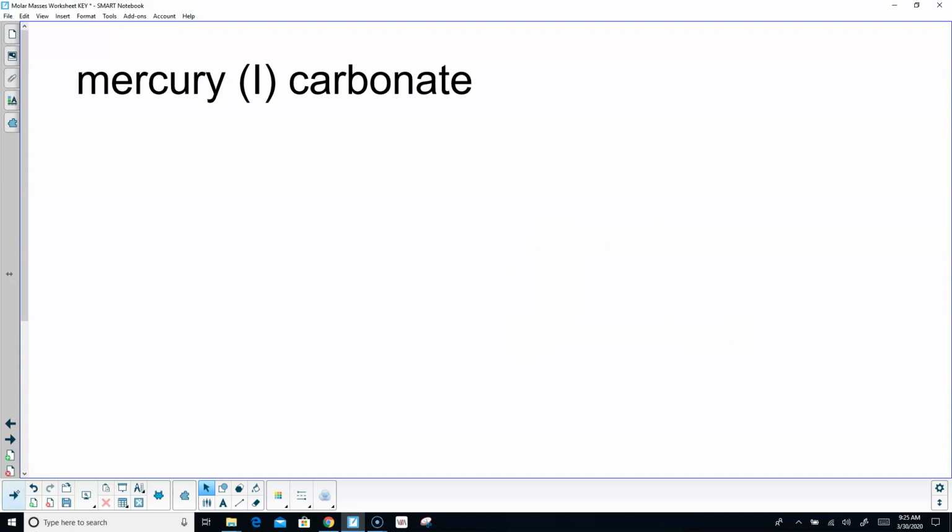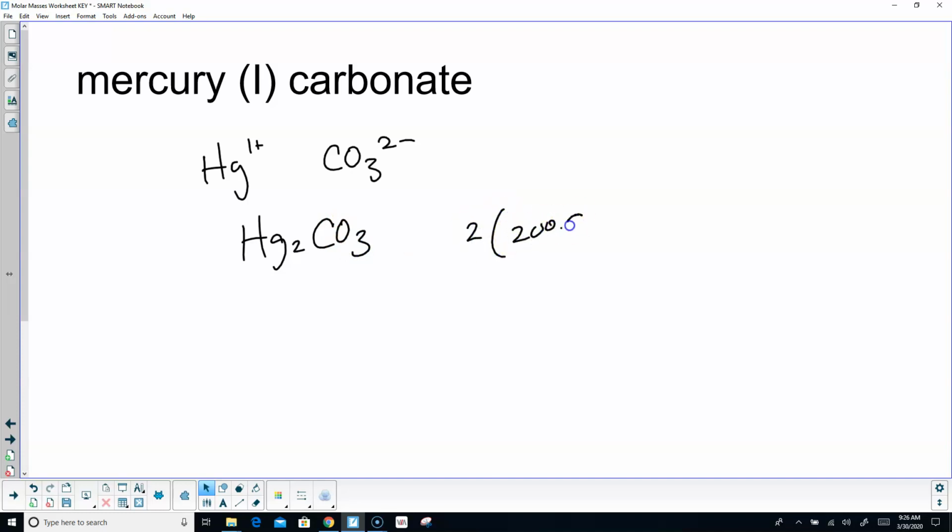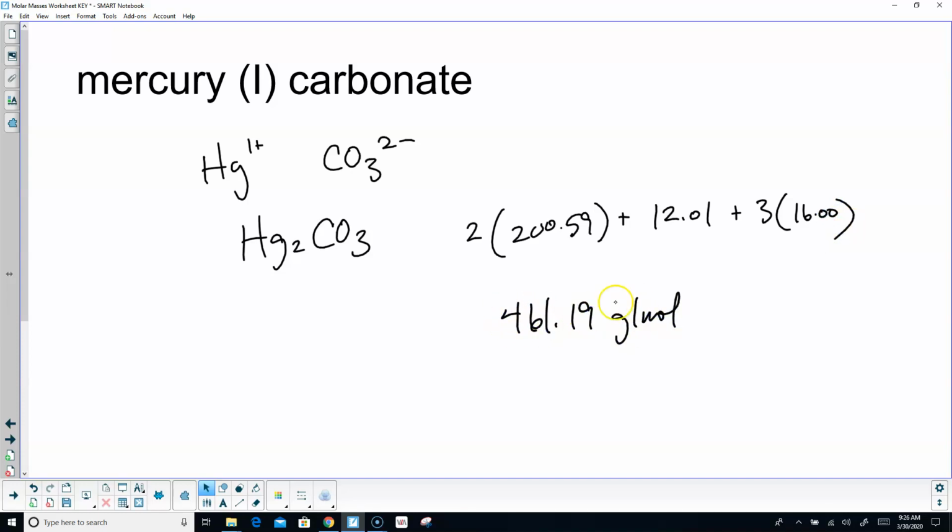Okay, mercury 1 carbonate. That tells me mercury's charge is 1 plus. Carbonate polyatomic is CO3 and it's 2 minus. When you cross them, 2 comes behind the mercury. So there is mercury 1 carbonate. There are 2 mercuries, each at 200.59. Let's see, there's 1 carbon at 12.01. And there are 3 oxygens, each at 16. And so when I add those up and sum them, 461.19 grams per mole.